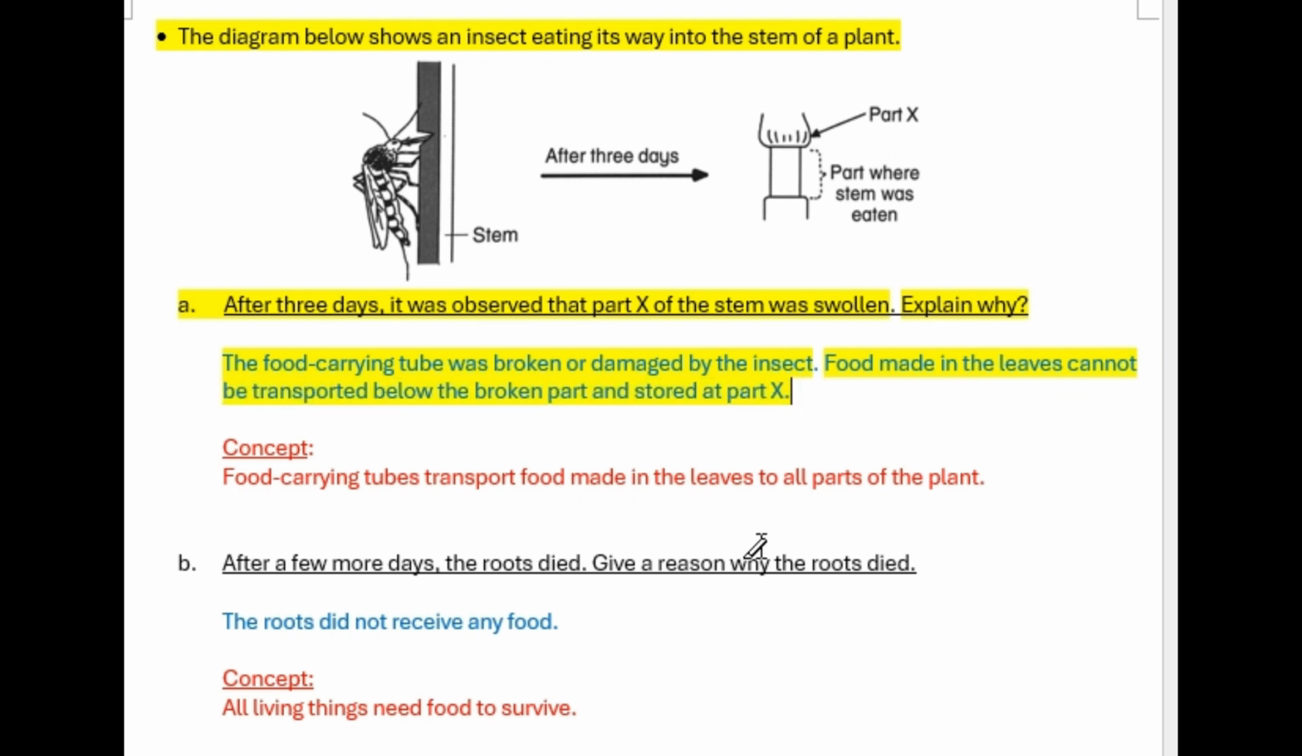Concept: food-carrying tubes transport food made in the leaves to all parts of the plant. B. After a few more days, the roots died. Give a reason why the roots died. The roots did not receive any food. Concept: all living things need food to survive.